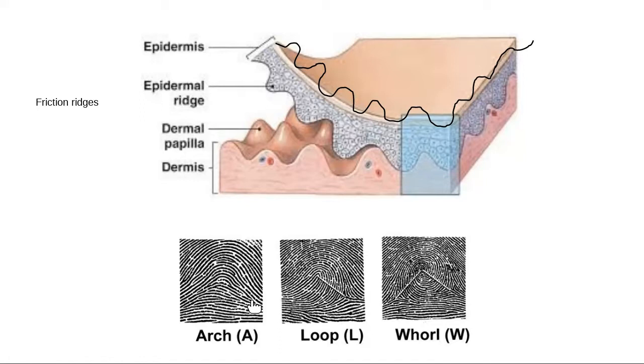So fingerprints form from the interaction of the dermis layer of the skin with the epidermis layer of the skin. That, by the way, is why your fingerprints are permanent, because the way that your dermis interacts with your epidermis is the same your entire life. We never redo that. We never change that on you.